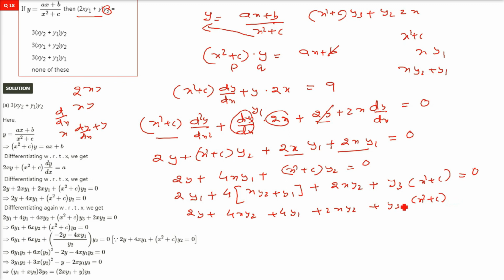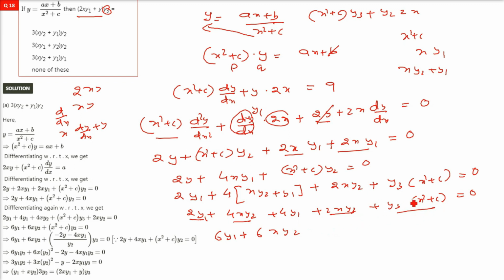Okay, remember we are going to replace certain things, as I told you, that this x square plus c has to be eliminated in terms of y, y1, y2, y3 and x. So 4x y2 plus 2x y2 is 6x y2, 4y1 plus 2y1 is 6y1, and it is okay. Now this y3 into x square plus c.